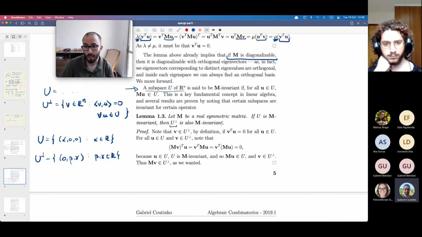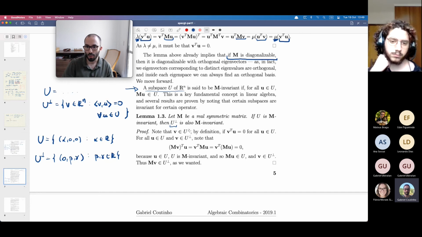The lemma is telling us that if M is real and symmetric, and you have an M-invariant subspace, its orthogonal complement, or U perp, as I've been saying, is also M-invariant. And why is this true? So what do I want to show? I want to pick a vector which lives in U perp, and I want to show that M times this vector is also in U perp.